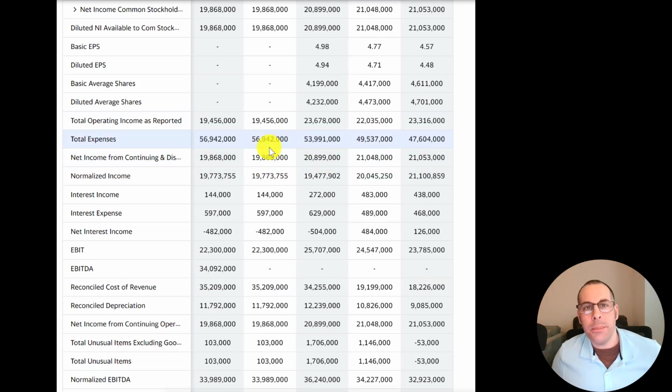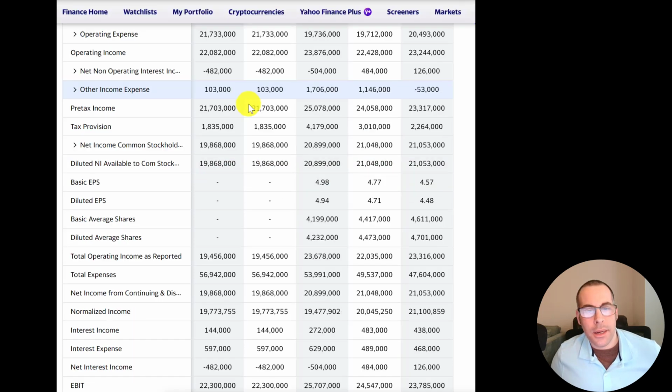This is net income from continuing and discontinued operations. Some investors like to look at net income only from continuing operations. And that's down here, which is the same. But if they sold a piece of their business in 2021, that would be part of discontinued operations. And in future years, they wouldn't be getting net income from that part of the business. Normalized net income is net income minus other income and expenses, the $103 million.